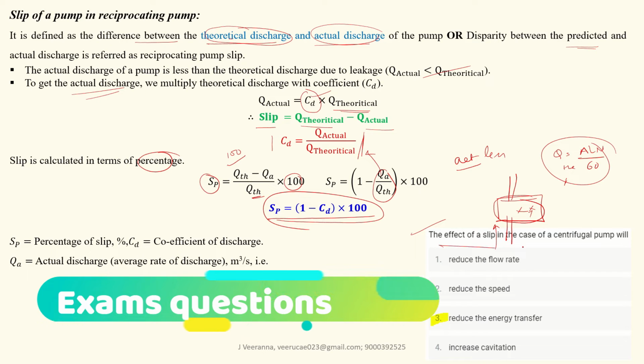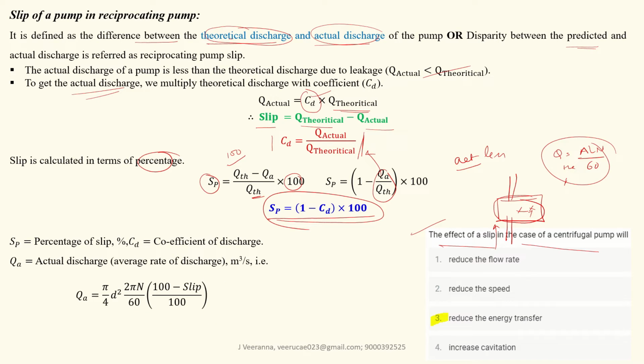The effective slip in the case of your centrifugal pump will lead to what: reduce the flow rate, reduce the speed, reduce the energy, or increase the cavity? So the answer is reduce the energy. So there is always a chance of loss of the water, so it will reduce the energy. In the centrifugal pump, not in the reciprocating pump. This question is asked in the examinations.